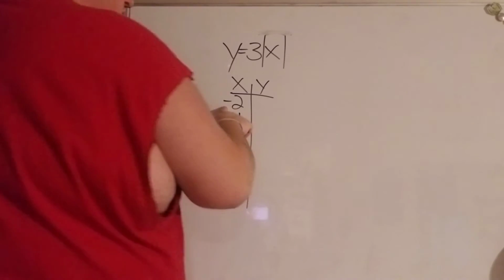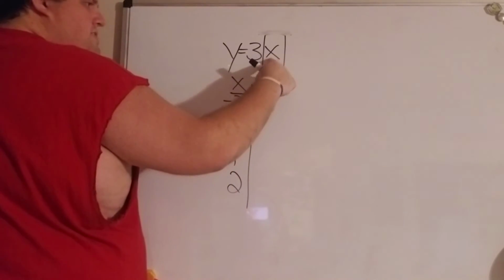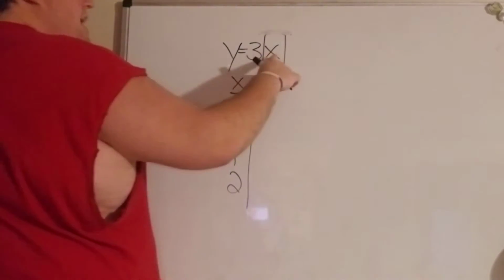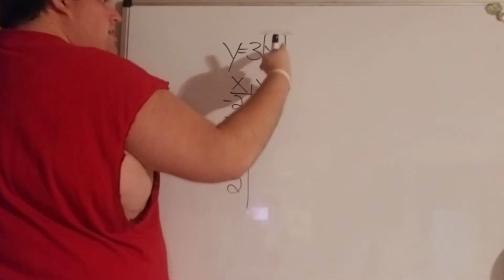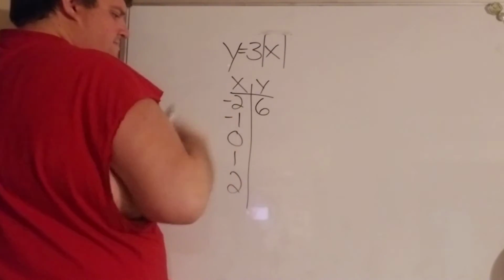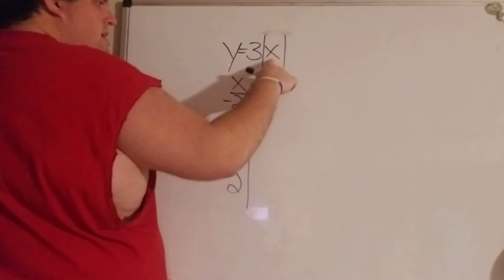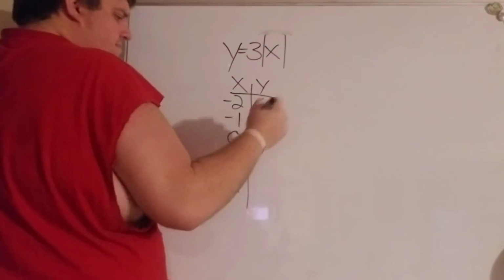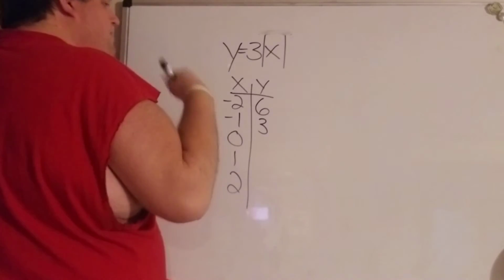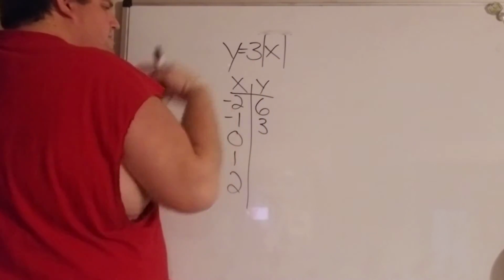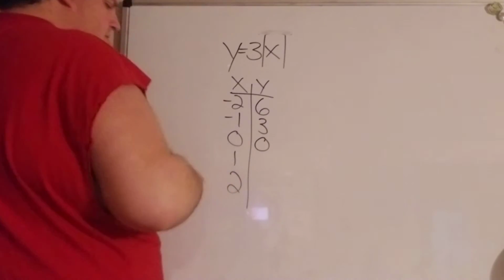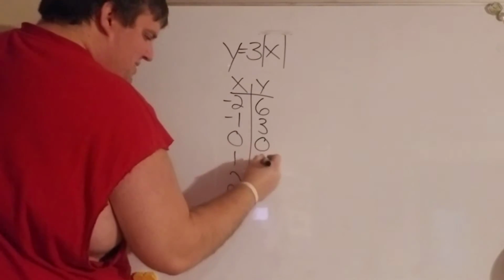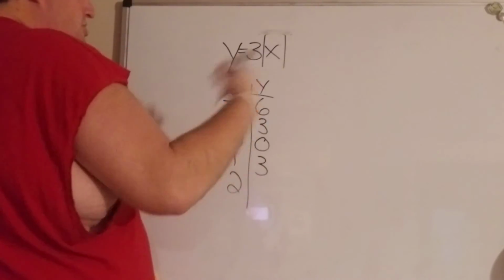So if I plug in -2 here, follow along with me. The absolute value is like parentheses, so we always have to do that part first. So the absolute value of -2 is +2. +2 times 3 is 6. Let's do that same thing with -1. The absolute value of -1 is +1. 1 times 3 is 3. Plug in 0. The absolute value of 0 is 0. 0 times 3 is 0. Absolute value of 1 is 1. 1 times 3 is 3. The absolute value of 2 is 2. 2 times 3 is 6.